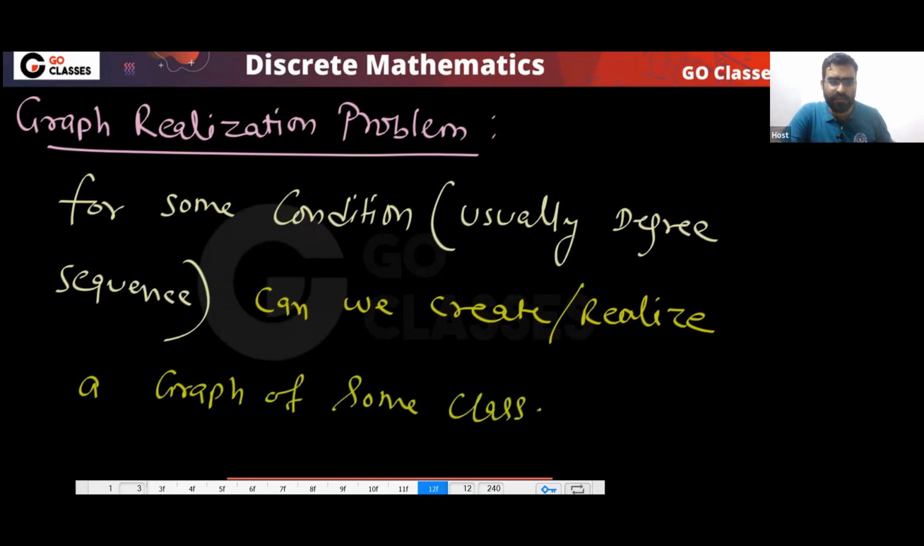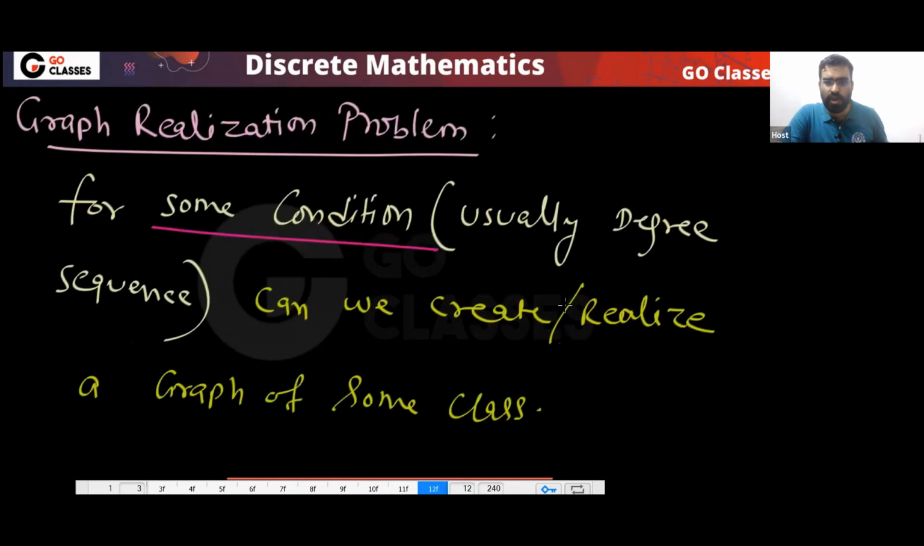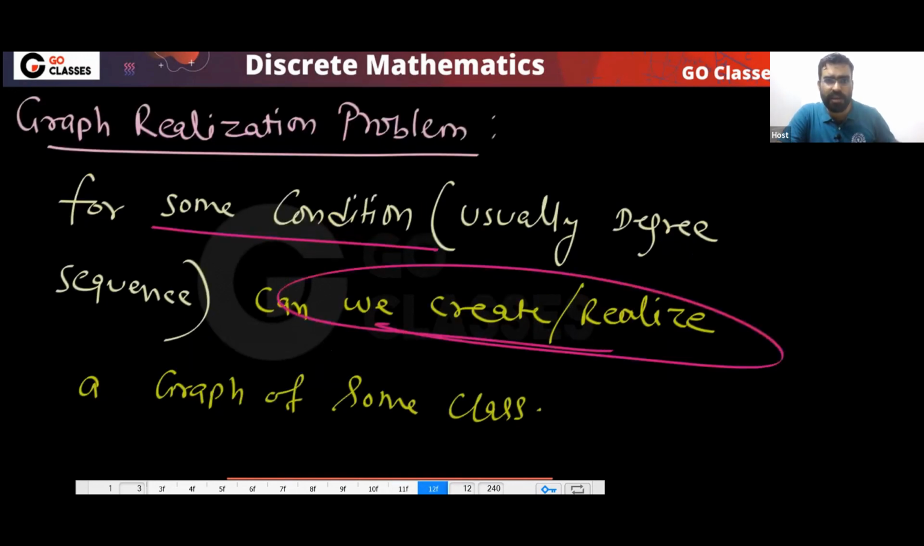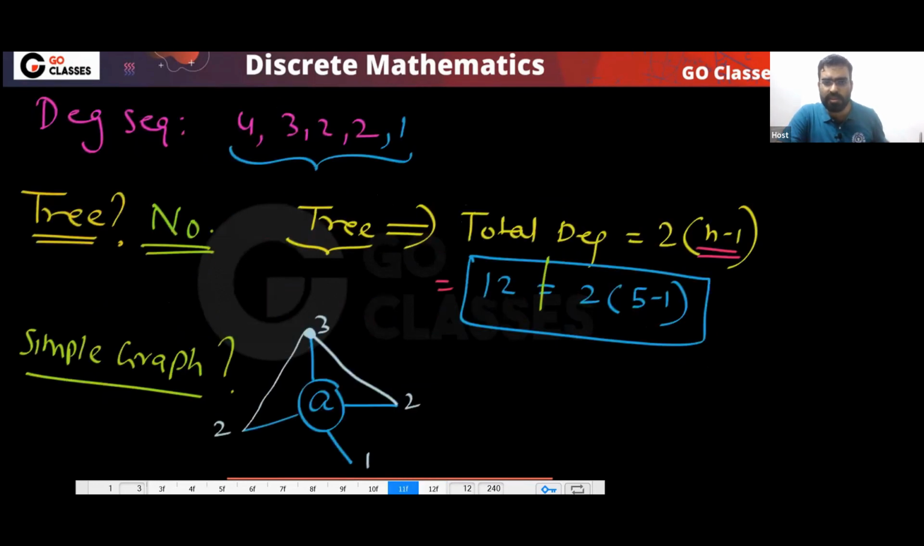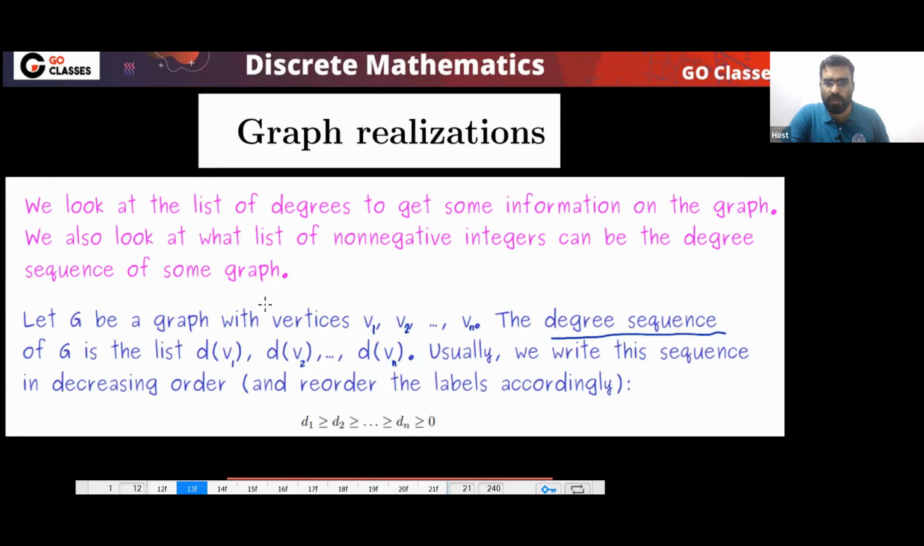Like, for example, can we realize a tree? Can we realize a simple graph? Can we realize a complete graph? So like that. So this is your graph realization problem. Some condition will be given to you, normally a degree sequence. From this degree sequence, you have to find whether you can create a simple graph. Can you create a tree? So this is your degree sequence problem.